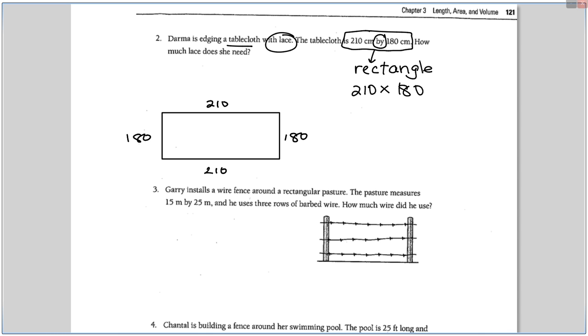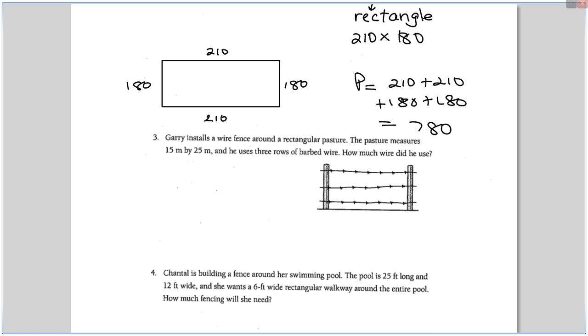And you have to add up all the sides. That's perimeter. Add up all the sides. So 210 plus 210 plus 180 plus 180. $780. Okay. There are formulas on the formula sheet for some shapes, but pretty much if you just know that perimeter is the path around the object, you just literally need to add up all the sides.